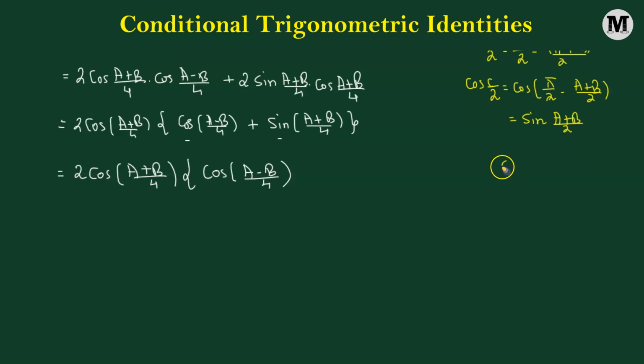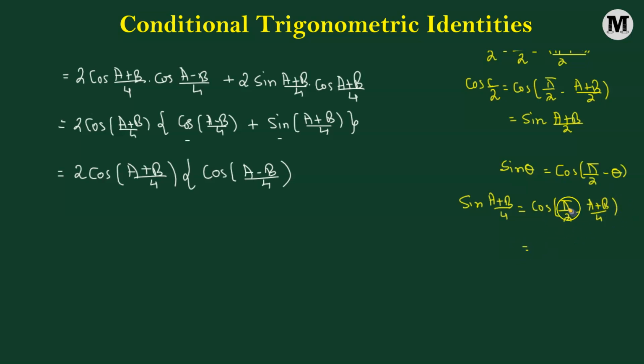We know that if we have sine of some angle theta, this is the same as cosine of pi over 2 minus theta. Now in our case, what is theta? Theta is (a plus b)/4. That means sine of (a plus b)/4 can also be expressed as cosine of pi over 2 minus (a plus b)/4.